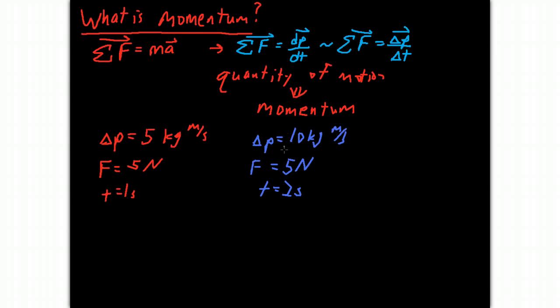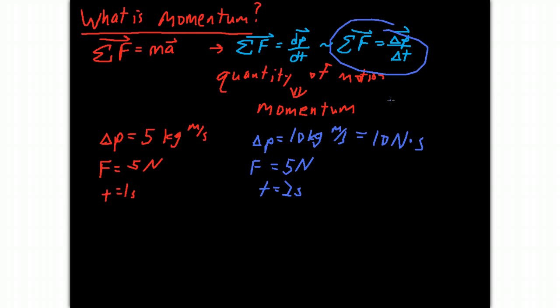So the more you want to change the motion of an object with the same force, the more time you're going to need to do it. Or if you want to do it in the same amount of time, 10 kilograms meters per second in a total of 1 second, you'd need 10 newtons of force. The units for this change in momentum, I wrote as 10 kilograms meters per second. It could also be 10 newton seconds, and that comes from this up here.